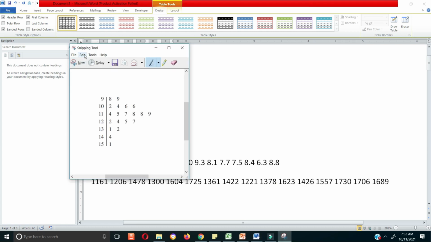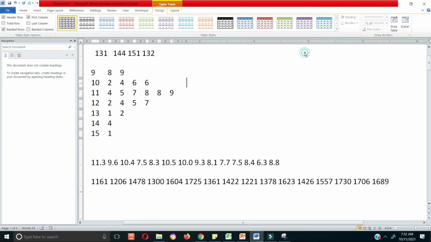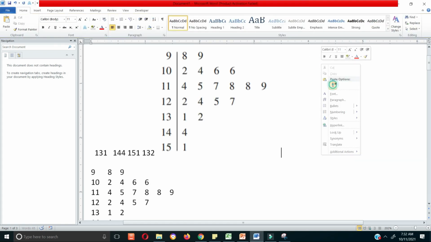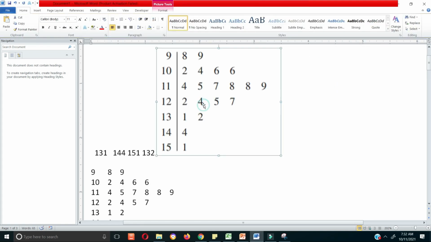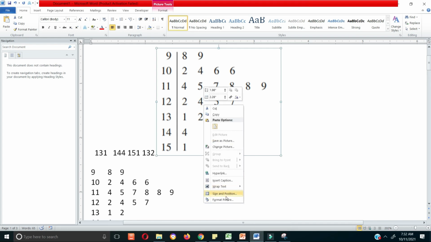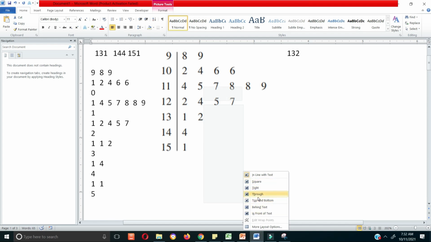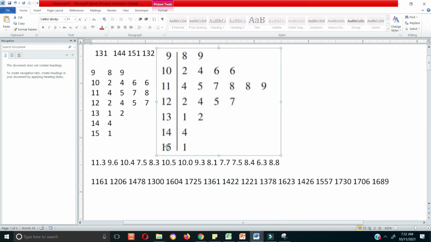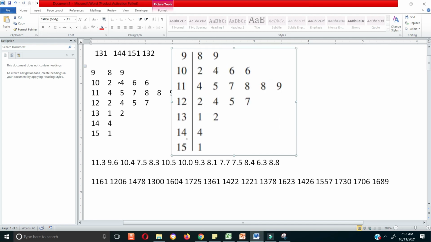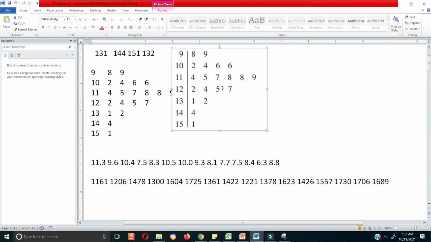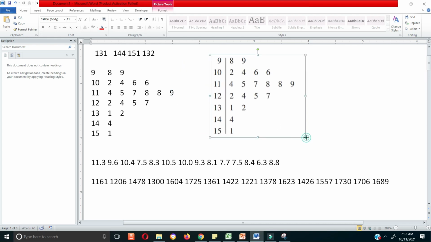What's going on? So if I edit, copy, so you can see that this thing, let me just change the wrapping. You can see this is actually the same thing that I have just created over here. Yeah, so you see you have the 10 2 4 6 6, you have the 11 4 5 7 8 8 9, you have the 12 2 4 5 7, you have the 1 2, you have the 4. So this is how your stem and leaf display is actually going to look.